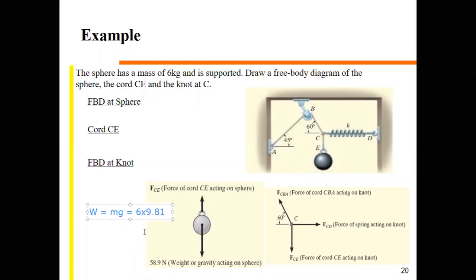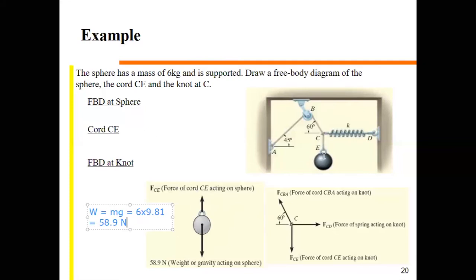So together, if we multiply, it will be approximately 58.9 Newton. What is Newton? Because it is kg multiplied by the gravity acceleration g, which is meter per second square, so it's 59.9 Newton. So weight is in terms of Newton, and mass is in terms of kg. Okay, so this is how we can draw the free body diagram for the cord.